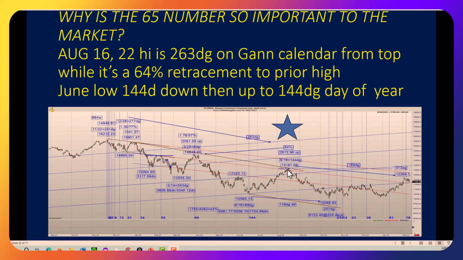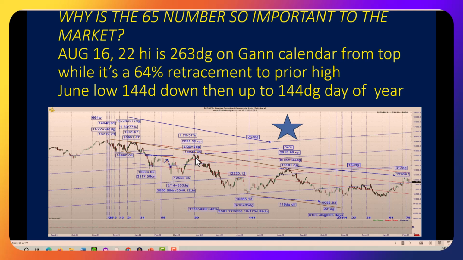And it was even better simply because the top was at 664 days at 144. The difference is 263 degrees. So 263 degrees from the 664 week high created a 64% retracement back to the prior high. Okay? The calculations are all there. I ain't doing them again. You'll just have to trust me. Okay? It works. It's real.